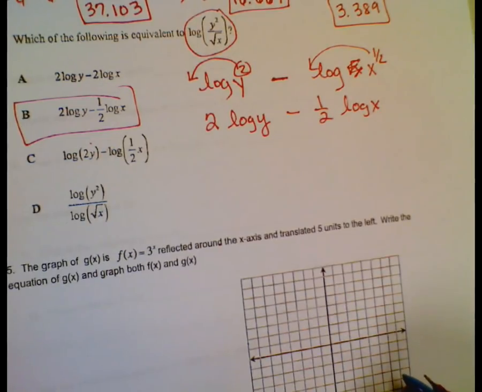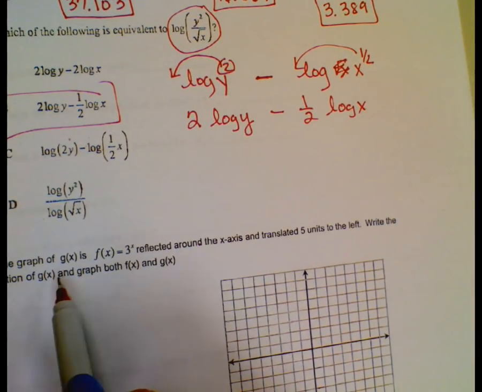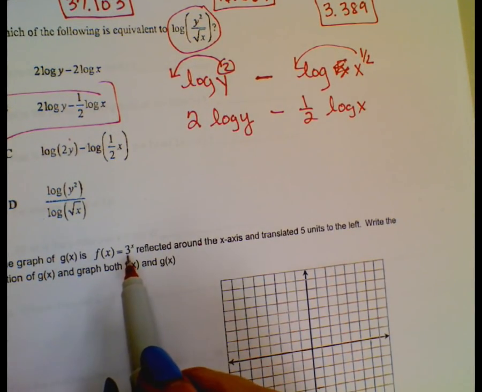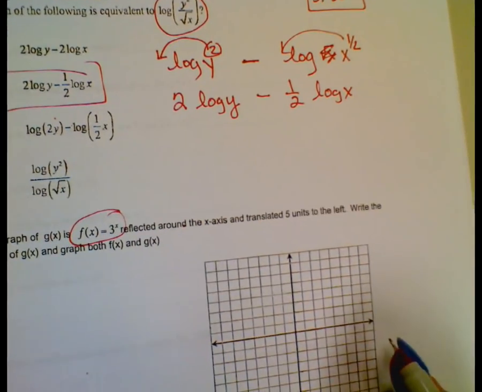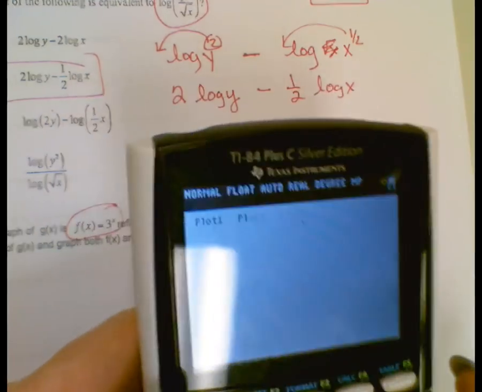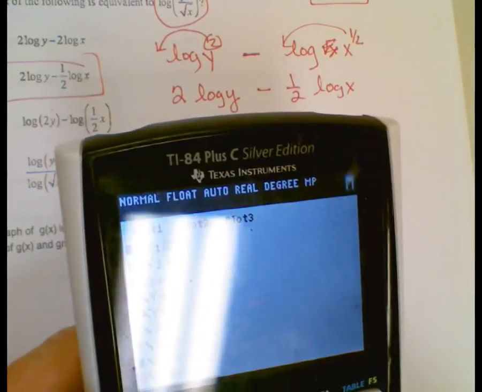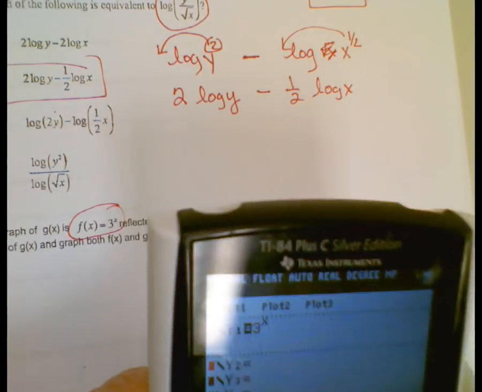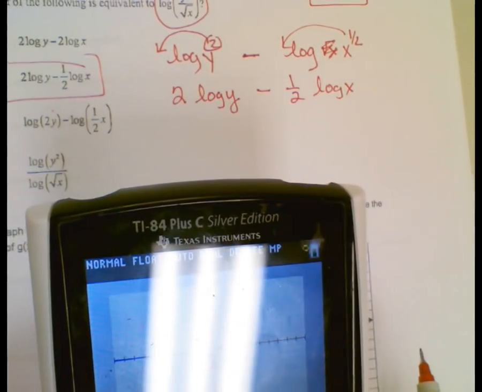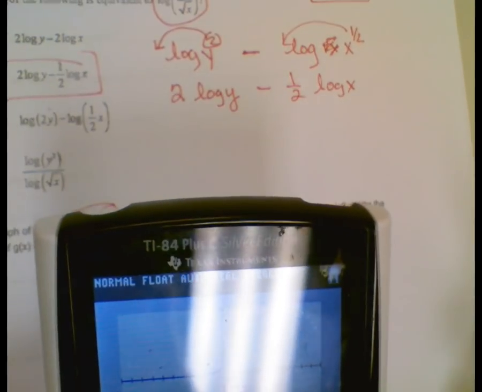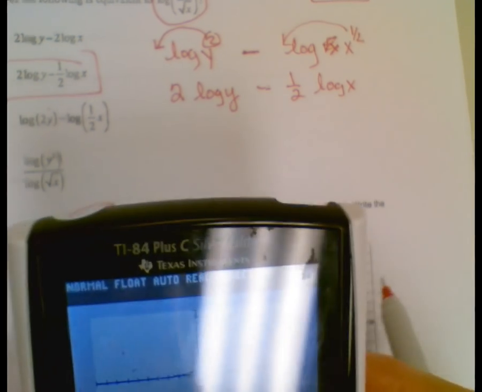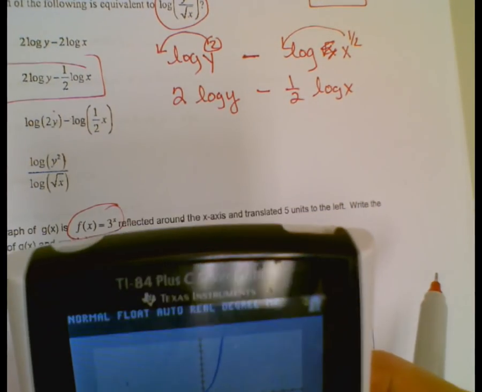And the graph of g of x is, okay, the graph of g of x is f of x equals 3 to the x. All right, this is one of our graphs, and it says to graph it. So let's just graph it. It's an exponential growth. It should have a point at 0, 1, 1, 3, 2, 9. Looks like I'm right.